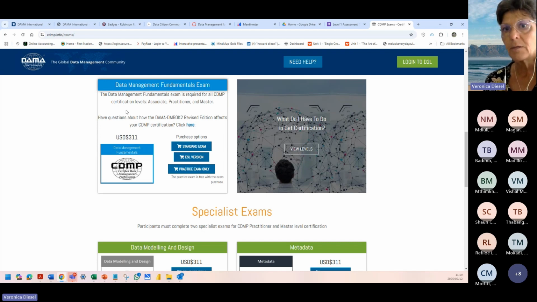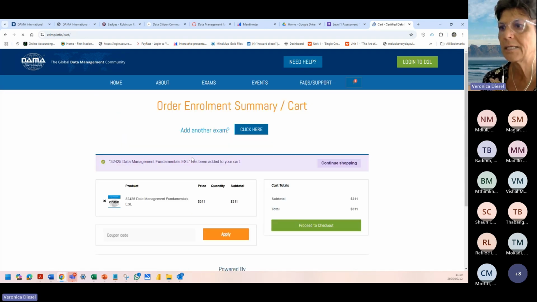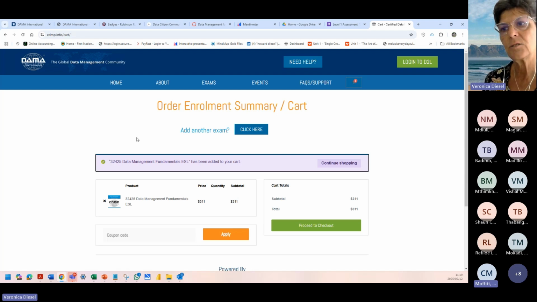So click on the required exam for you. Don't worry about the practice exam. You will get it along with your exam. It's free with the exam purchase. I'm not sure why they even put that there. So most of you are eligible for the ESL version. So click on that and it adds it to your cart. Do you have to prove this? No, you don't have to prove it.